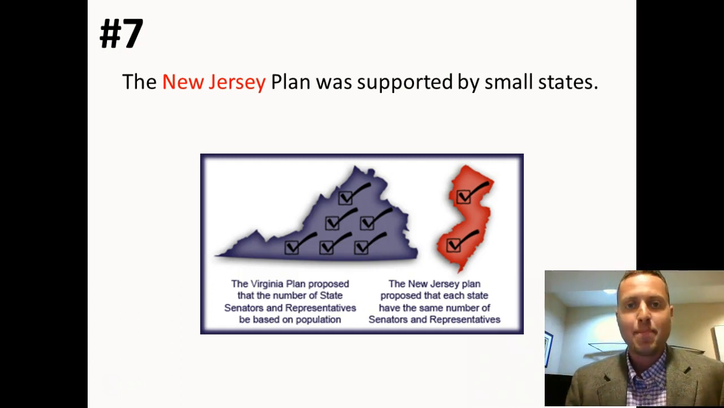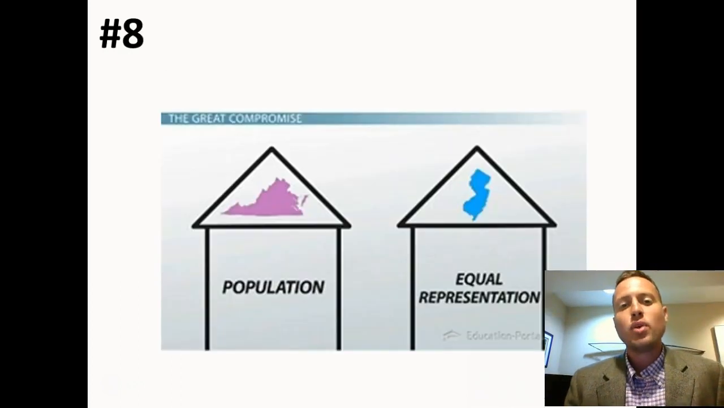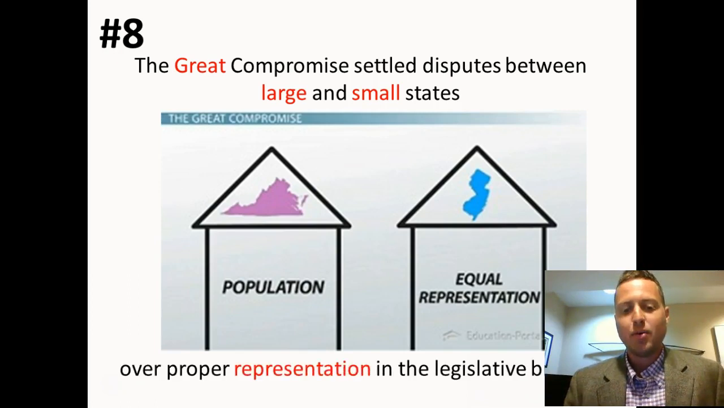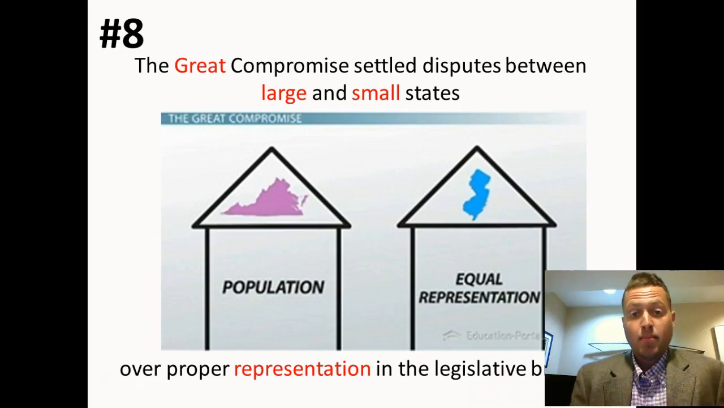But we don't need just any compromise. We need a great compromise. The Great Compromise settled disputes between large states and small states. Each one wanted some power, and the Great Compromise gave each one some power. The issue was over representation in the legislative branch, in Congress. Who gets voting power? Big states or small states? The Great Compromise says both do.